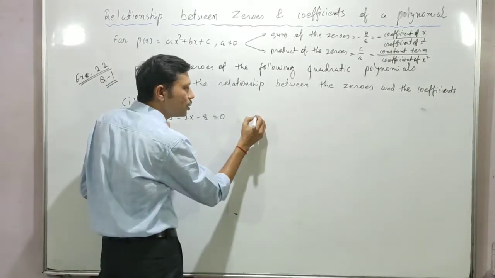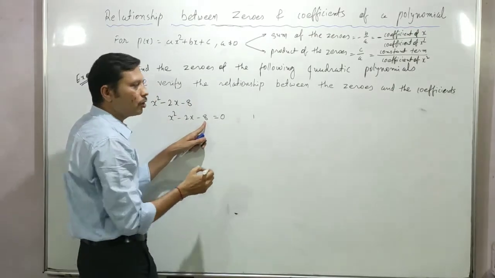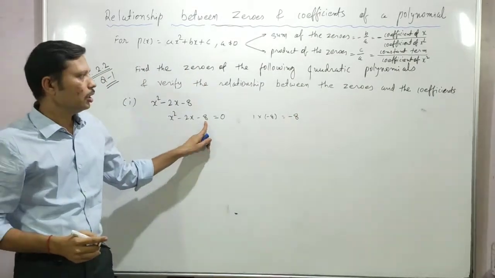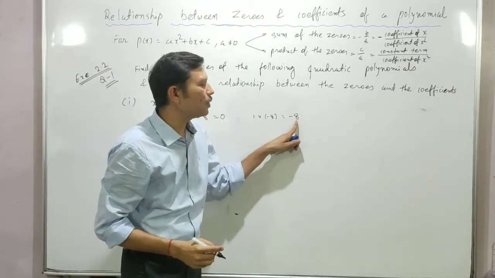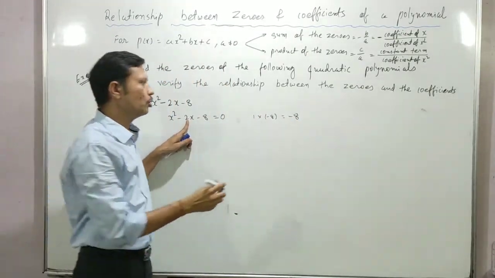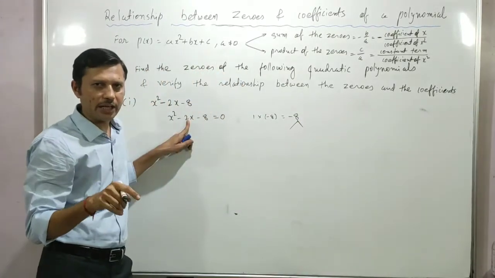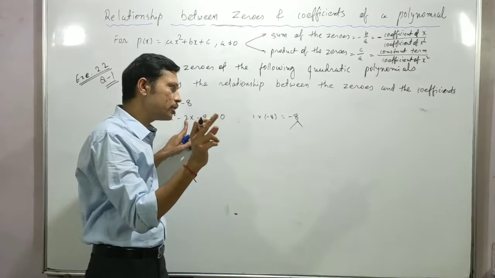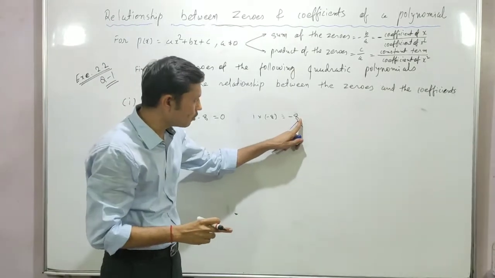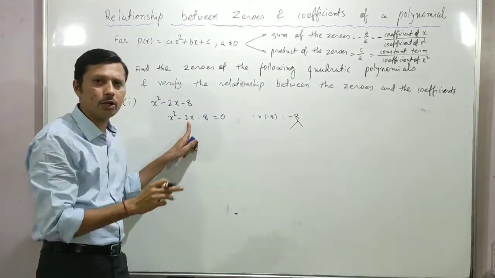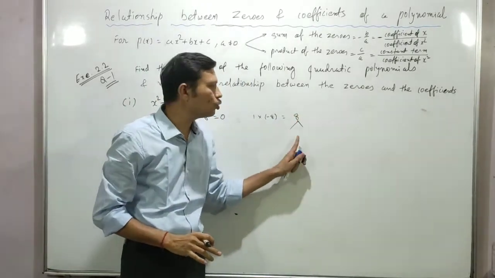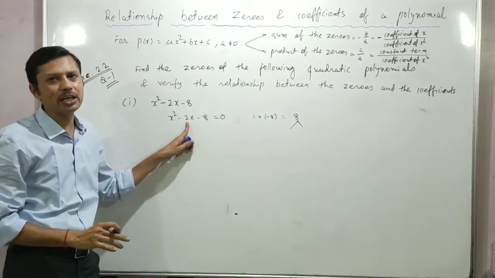So what is the coefficient of the first term? 1. What is the coefficient of the last term? That's minus 8. So the product is minus 8. If the product is negative, then the two factors we split into should have a subtraction of 2. Remember, if the product of the first and last term is negative, then the subtraction of the two factors should equal the middle term. And if it is positive, then the addition of the two factors should equal the middle term, right?